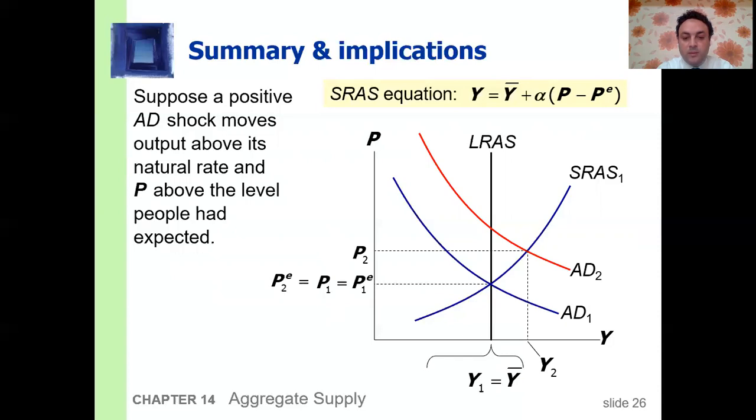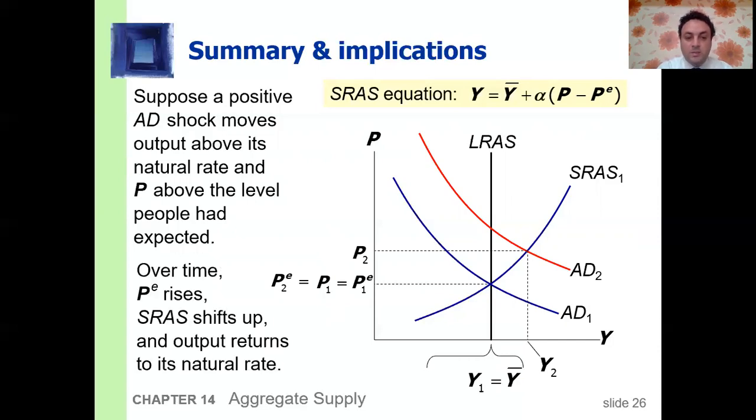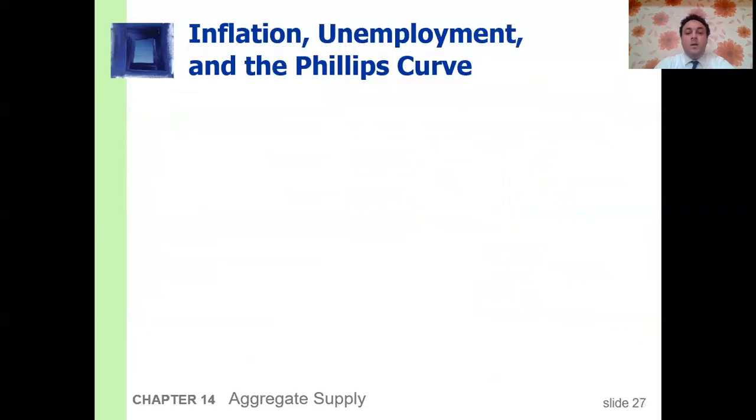It will move from P1 to P2. So the actual price will be more than the expected price. Over time, the expected price rises also, and the short-run aggregate supply shifts up. So the output returns back to its natural rate, according to the increase in the expected price. So these were the three models of the aggregate supply in the short run.